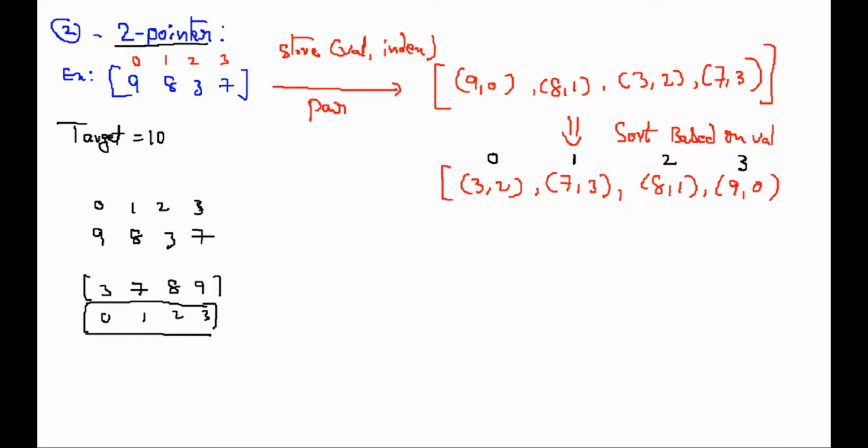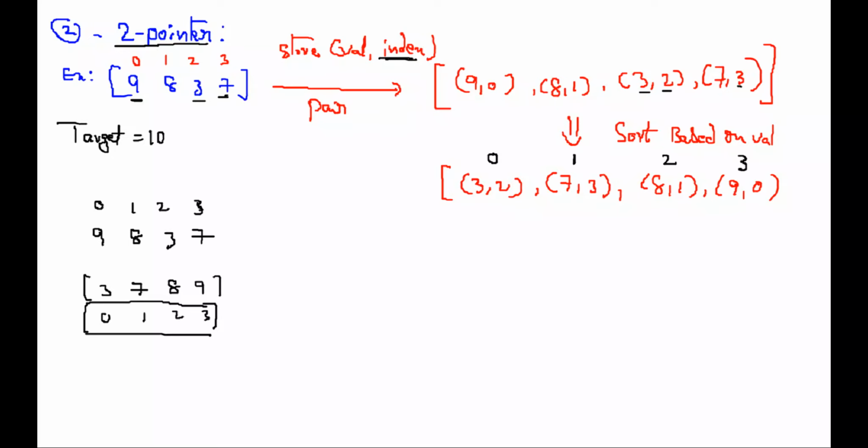So that's why we will use a separate method, where we store every value and its index. So what is the first value? 9. What is the index of the 9? 0. What is the second value? The second value is 8. What is its index? 1. What is the third value? 3. The index of the 3 is 2. What is the next one? 7. The index of the 7 is 3.